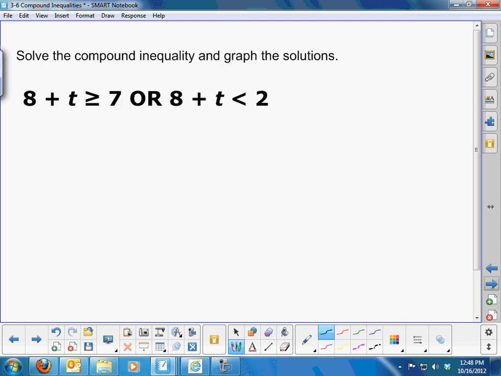Okay, let's take a look at an example of that. Notice OR statements, I don't combine into one because they're not making both true. They're only making one true.